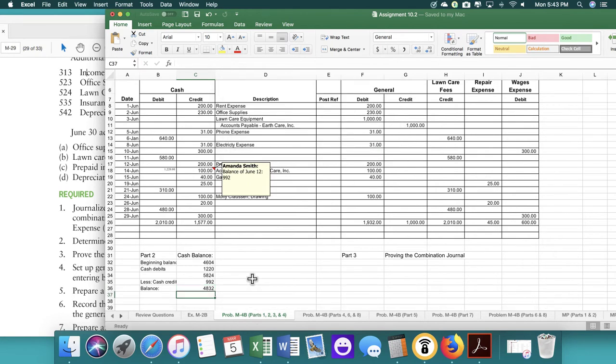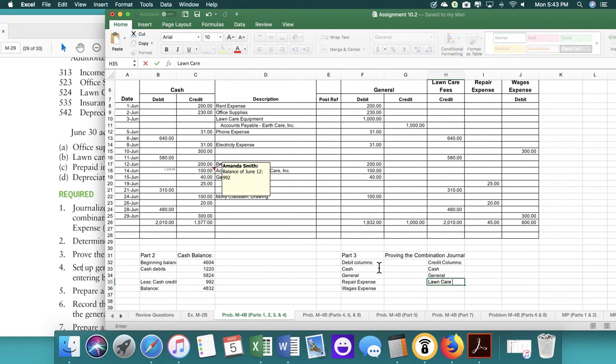Now for part 3, we have to prove the combination journal, which is what we did before. So we have our debit columns. So we have cash, general, repair expense, and wages expense. Credit, we have cash, general, and lawn care fees.